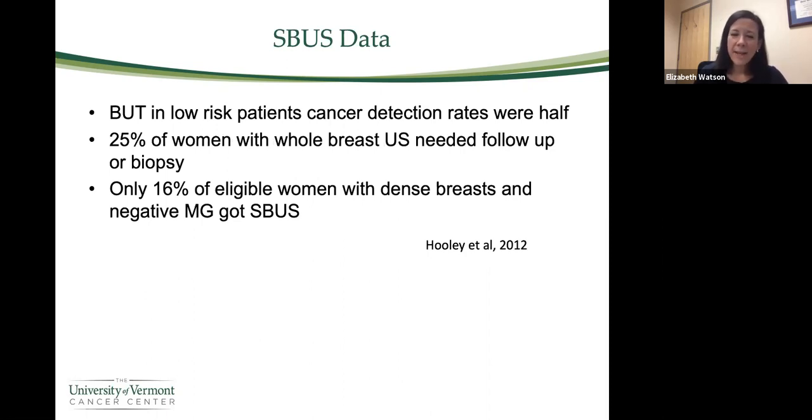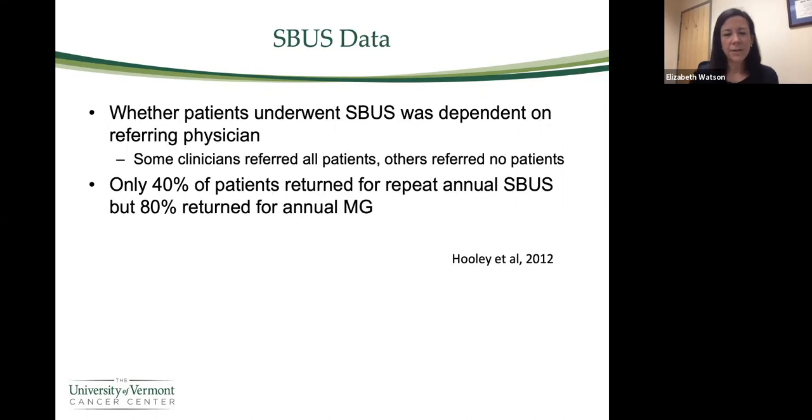But when we looked at lower risk populations, the cancer detection rates were not as high as that 3 to 4 per thousand that was initially found. And we were recommending a fair amount of follow-ups. 25% of women with whole breast ultrasound were needed to have a follow-up ultrasound or biopsy, which is not an insignificant number. And they also found that only 16% of those women who were actually eligible for the test did have it. So it was not as widely employed as a mammogram currently is.